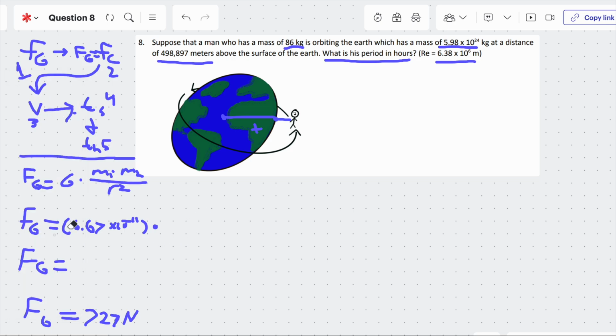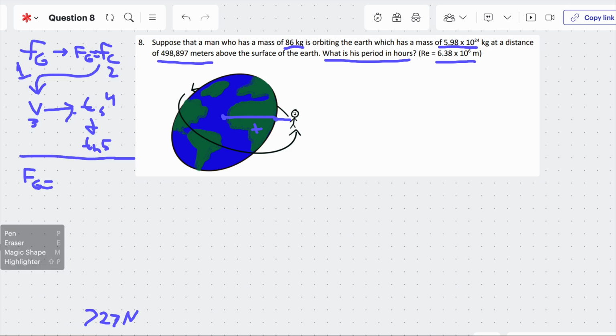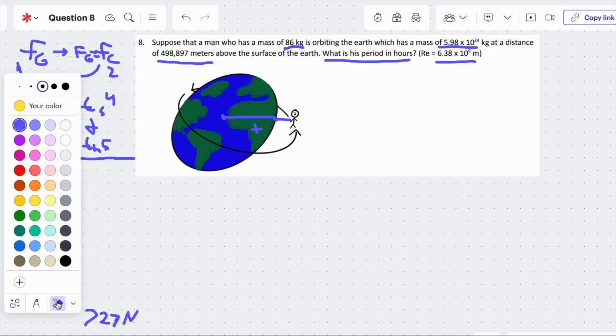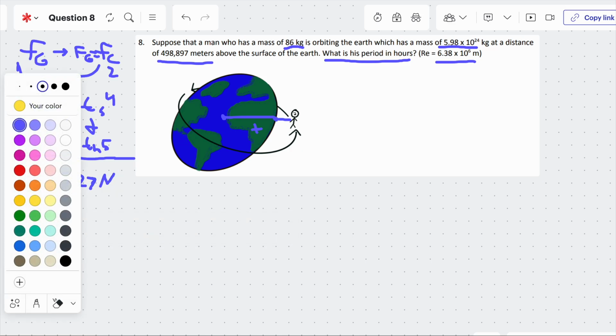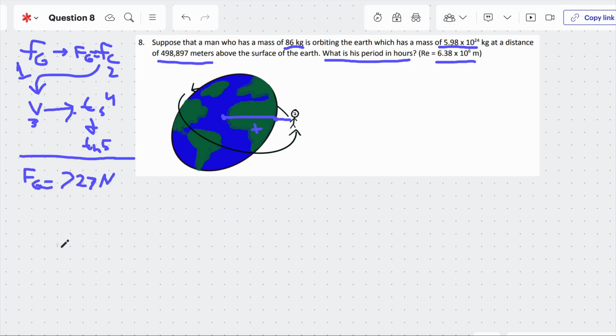So, erasing this stuff. So, about 727.03 newtons. I'm just going to round up to 727. Select. Got that? Awesome. Okay. So now we need to set our force of gravity equal to centripetal force, because if we draw a free body diagram on this dude, gravity's pulling him that way. Centripetal force is pulling him that way. These two are even if he's in an orbit.